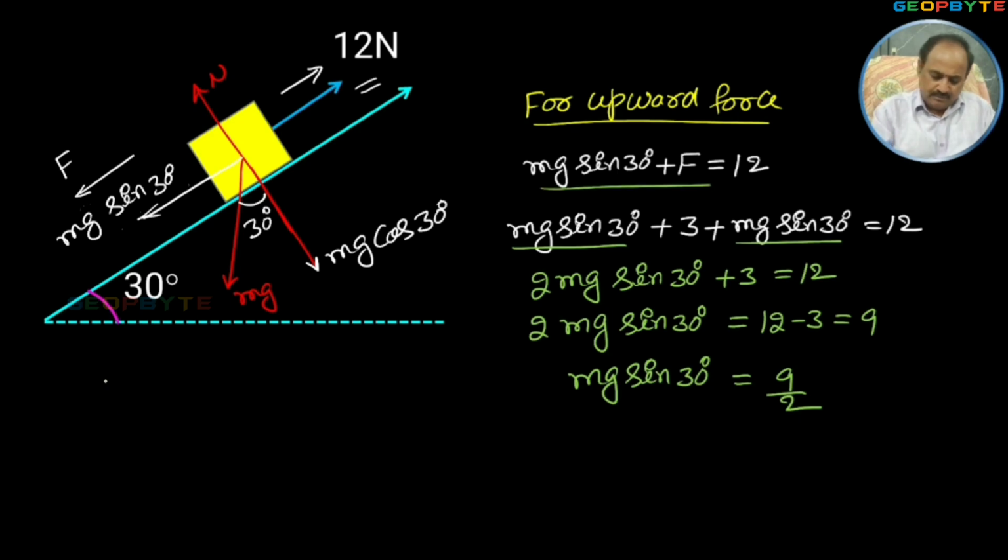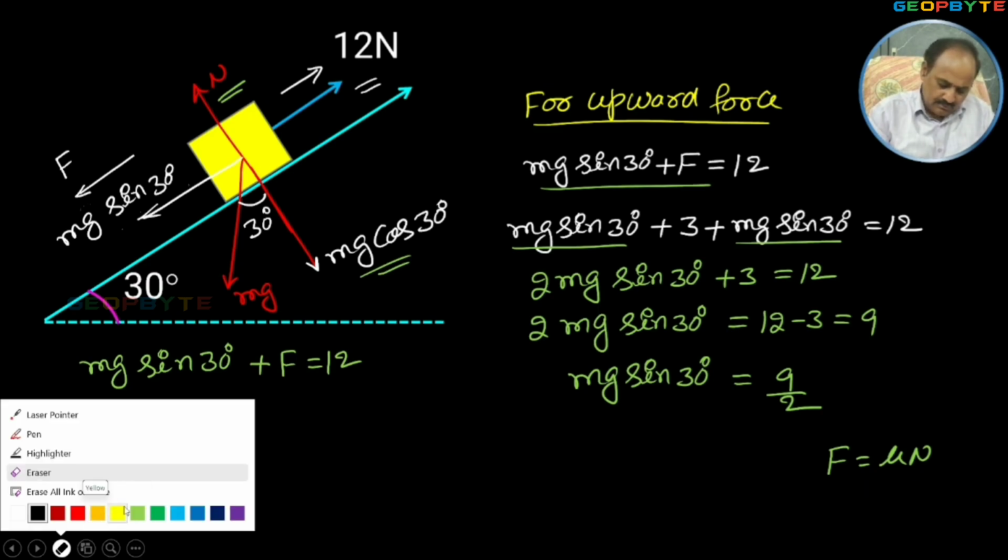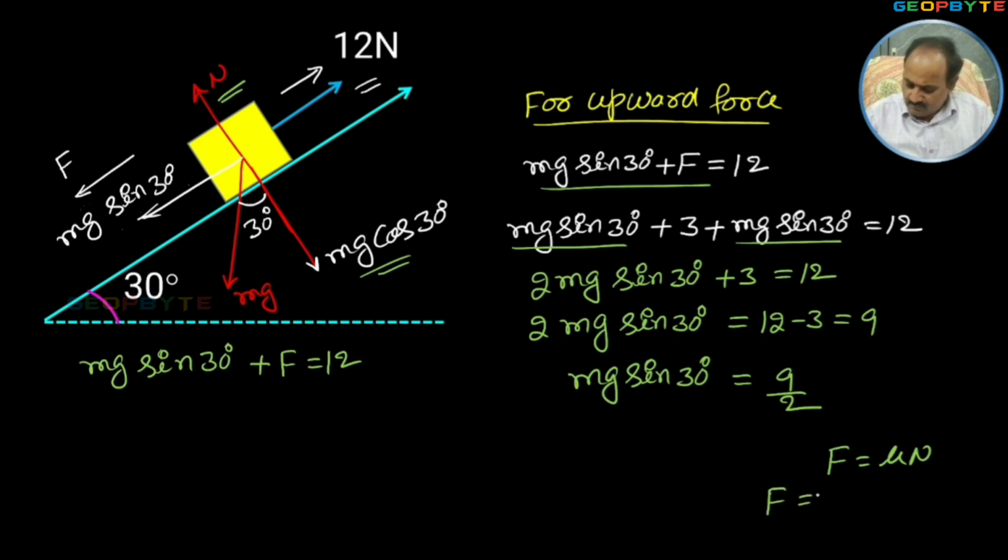Let us take the same formula. Here mg sin 30 plus f equal to 12. F equal to what? F equal to mu n, and this n must be equal to mg cos theta. Let me write it clearly. It is mu mg, f equal to mu into n equal to mg cos 30 degrees.